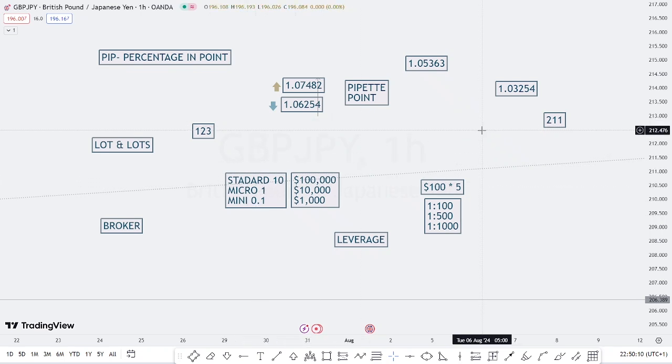It's very, very funny. Even with $10, you can control $100,000. That is the help of brokers and their leverage. Simple.